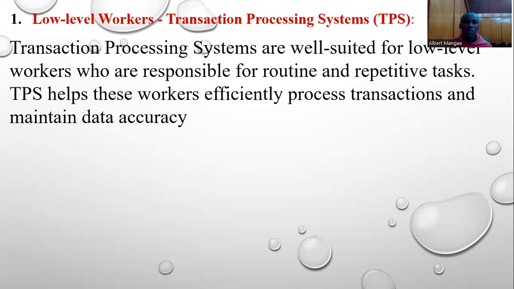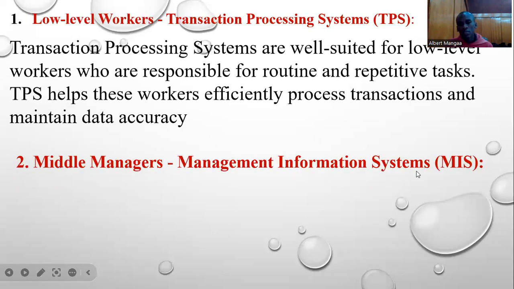The reason why they're called the low-level workers is basically they are meant to be responsible for routine and repetitive tasks. So you realize that the low-level workers have some repetitive tasks that they have to do on a daily basis. These transaction processing systems enable them to handle routine and repetitive tasks, and help these workers to efficiently process transactions and maintain the accuracy of their data.